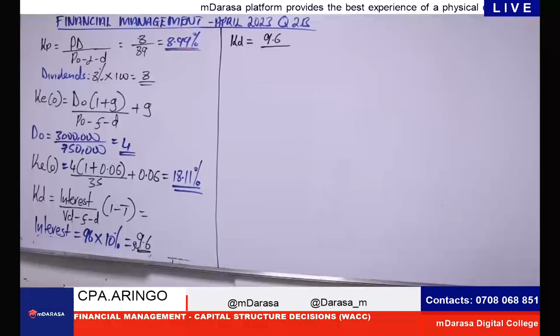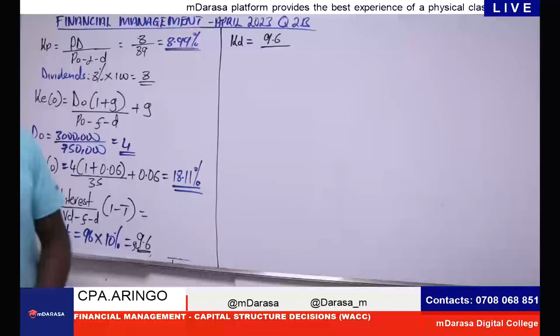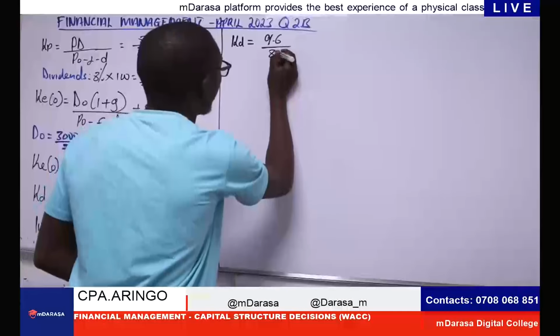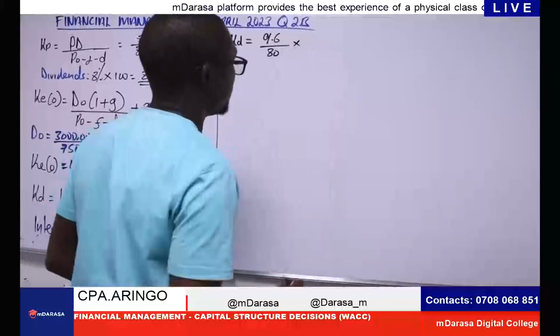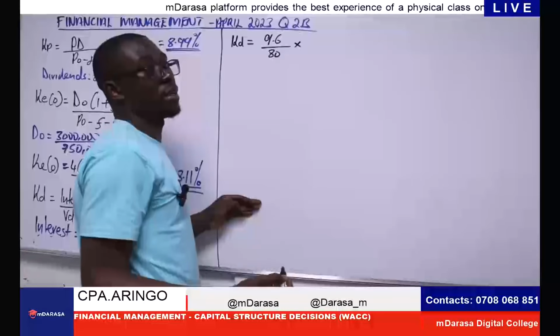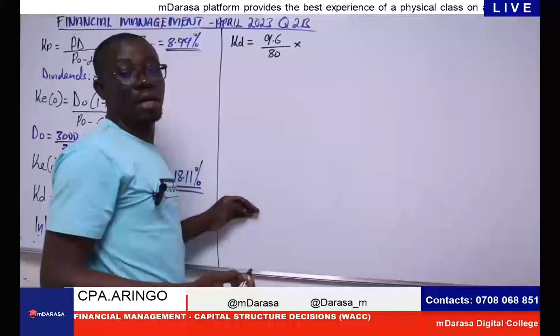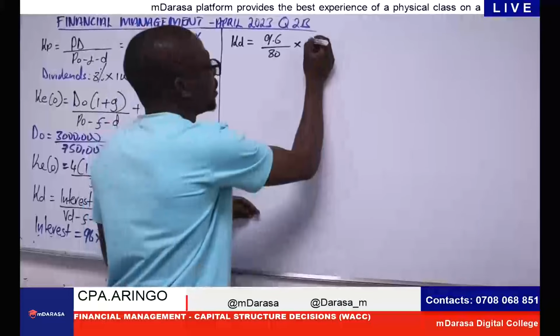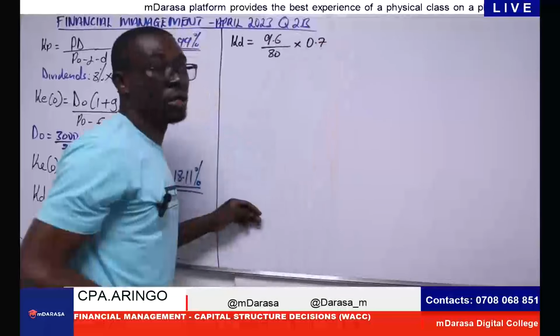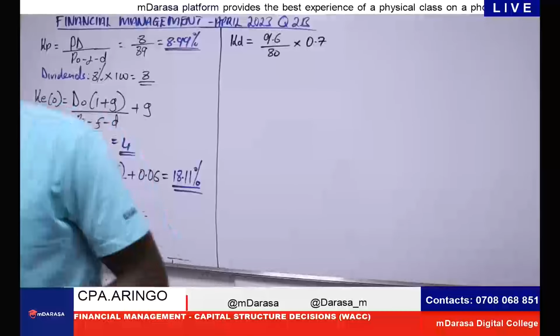So therefore, with a lot of confidence, you're going to have what? You're going to have 80 here. 9.6 of 80. I need to multiply by 1 minus t, the tax rate. We are given 30%. So 1 minus 30%, you can all agree, we're about what? 0.7. We are about 0.7.